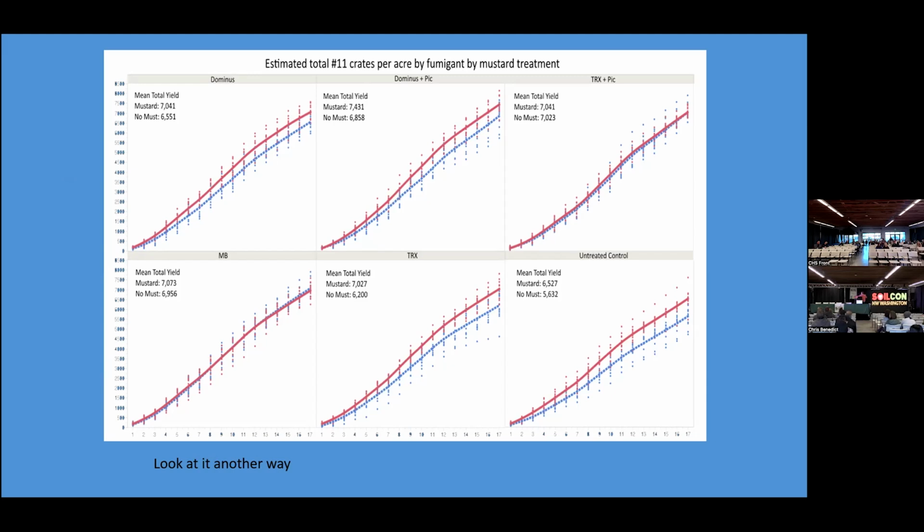Now look at the graph on the lower right-hand side. Do you see that? The red line is on the top and the blue line is a lot lower. What's happening? The red line, the mustard seed meal, is adding on to the deficiencies of a soil which has not been fumigated. Okay? So these are good things.